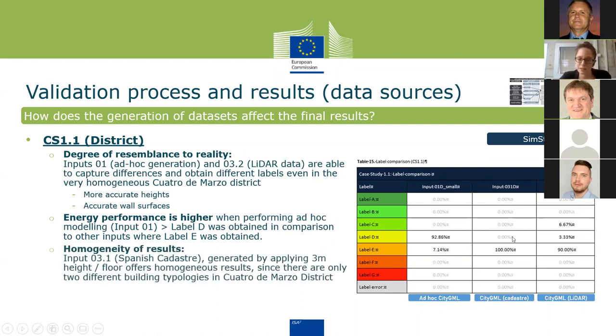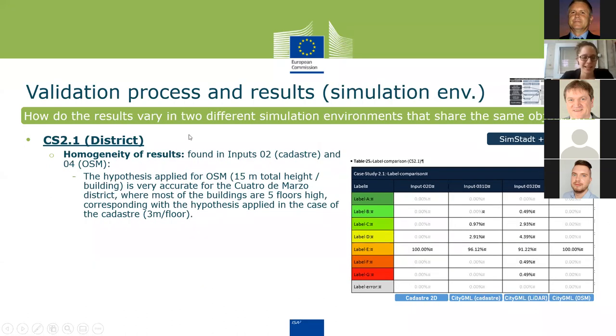And as you can see in input 3-1D, that is coming from cadastre, since it is generated by applying the same hypothesis of 3 meters of height per floor, it offers homogeneous results. Because we are focusing at district level, and as I said before, the district we are tackling has the same type of buildings, it is obvious that we were going to obtain the same results.